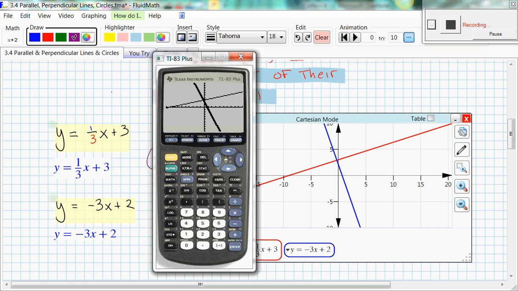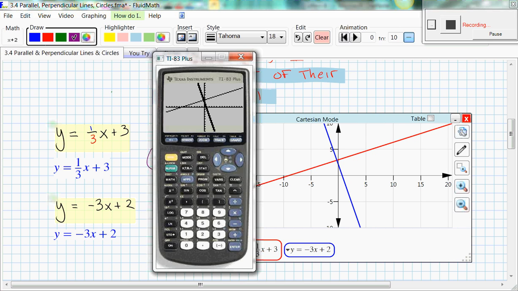You want to know how to fix that? Check this out. Go to zoom. See how option number 5 says square? Here's the cool thing. Just push the button 5. That evenly spaces your x and y grid. Okay? And now all of a sudden they sure do look perpendicular.